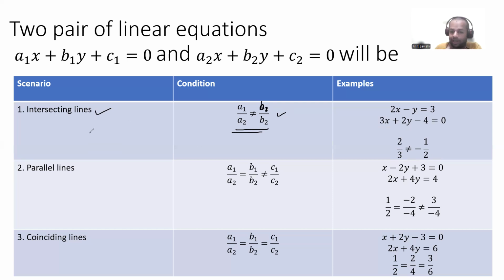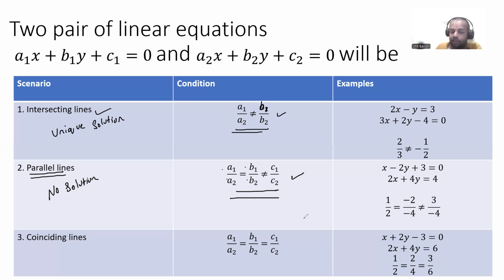Second scenario, when A1 by A2 is equal to B1 by B2, but not equal to C1 by C2. This is possible when the equations given to you have the coefficients meeting these conditions: A1 by A2 is equal to B1 by B2, but it's not equal to C1 by C2. If this condition is met, it tells us that the lines will be parallel lines. That means it will have no solution. And in the case of intersecting lines, it will have a unique solution. Unique is itself understood as one.